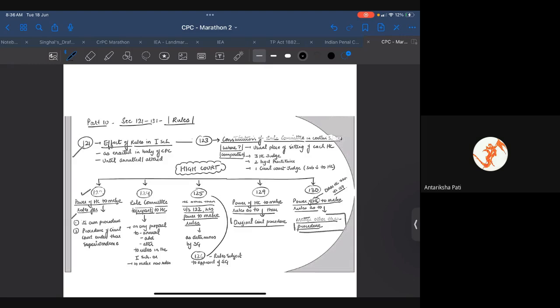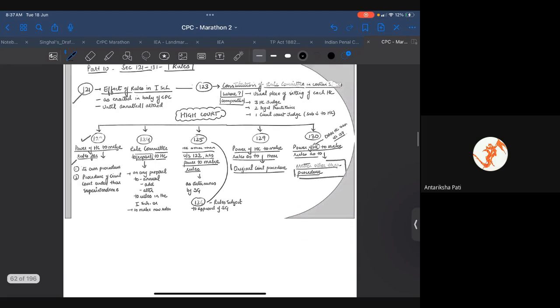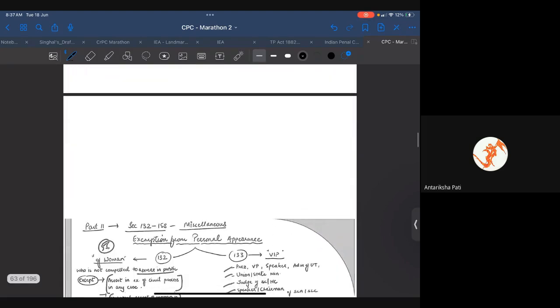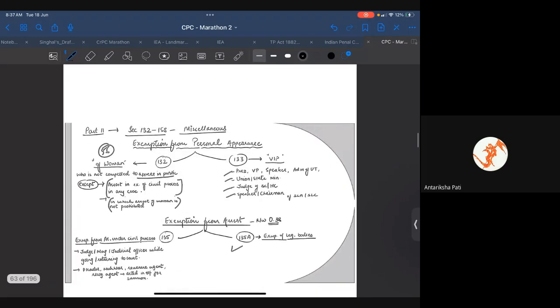That's what 124 says. 125 says the High Court, other than under section 122, has power to make rules as determined by the state government. 126 says rules are subject to approval of the state government, and 129 says the power of High Court to make rules as to the original civil procedure. 130 says the power of High Court to make rules as to matters other than the original procedure, which the High Court also can. So the High Court can basically make rules in this regard. Now 130 to 150 is miscellaneous.